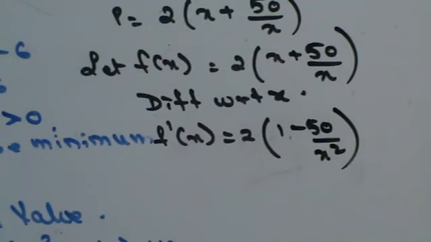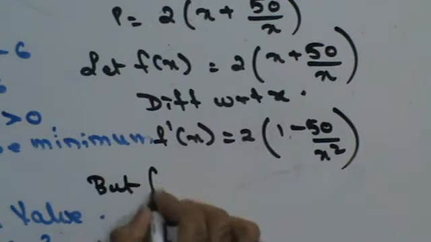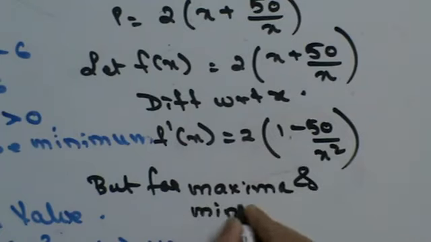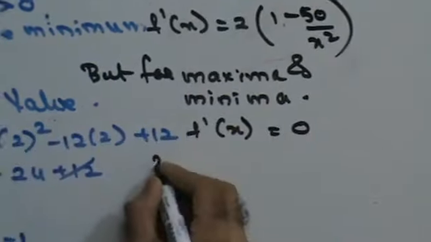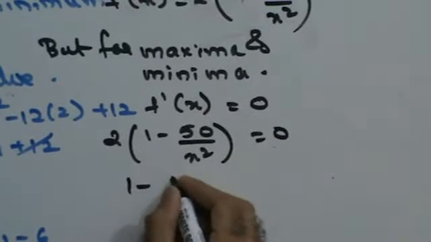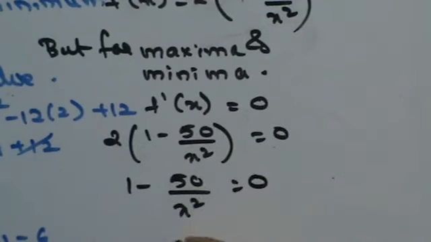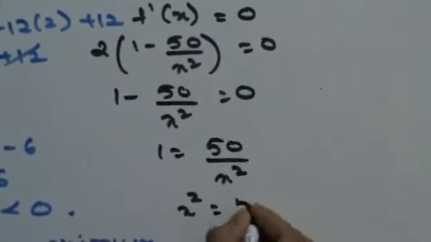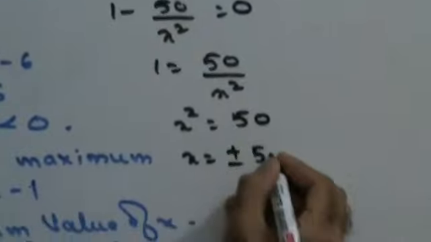d by dx of 1 upon x is nothing but minus 1 upon x square. Fine, do we get this thing here? Now, for maxima and minima we know that f bar of x should be equal to 0. That means 2 into 1 minus 50 upon x square should be equal to 0. 1 minus 50 upon x square equals 0, so 1 is equal to 50 upon x square. x square is equal to 50. x is equal to plus minus 5 root 2.